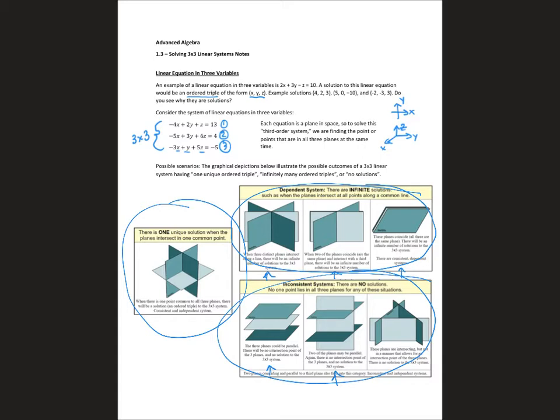In my second example, two of the planes may be parallel. Again, there's no intersection point of the three planes altogether, and therefore there is no solution to the 3 by 3 system. And then finally, in our third example, these three planes are intersecting, but not in a manner that allows for an intersection point of the three planes.